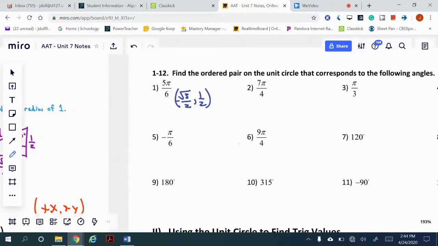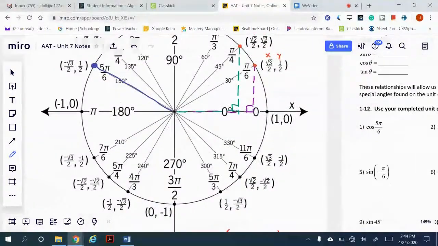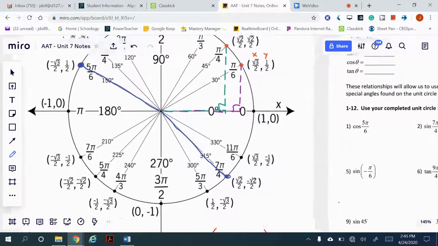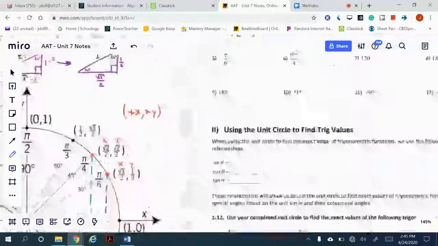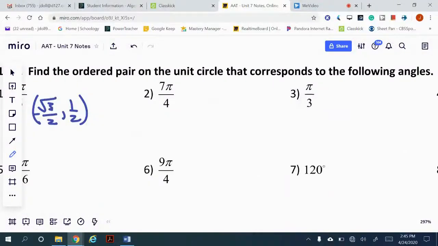All right, so let's go with 7 pi over 4. Let's follow here, and we get, right there, 7 pi over 4. So I follow the terminal side of that angle measure to the circle, and I get square root of 2 over 2, comma negative square root of 2 over 2. So the ordered pair, the values of the coordinates at that point, are square root of 2 over 2 and negative square root of 2 over 2.